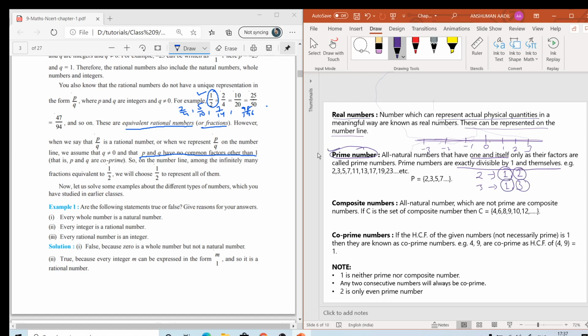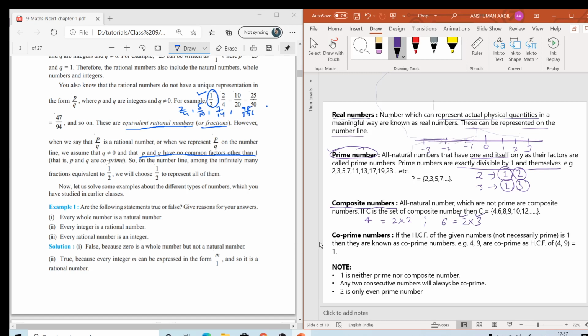So what are the composite numbers? Composite numbers are all natural numbers which are not prime, and they can be factorized in the form of prime factors. You can take 4, it can be written as 2 times 2, like 6 you can write as 2 and 3. 2 is a prime number, 3 is a prime number.